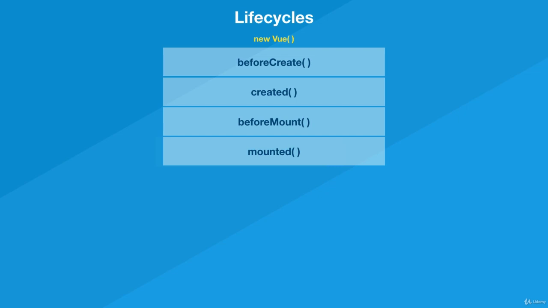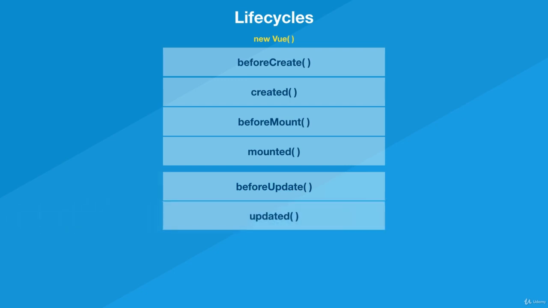Now, what happens if there's an update on your data? Let's say that you have a username, and maybe the user updated the name of the user, changed it from Francis to Steve. Before Vue.js updates any kind of information, it's going to run a before update lifecycle. And after it gets updated on the Vue instance, it runs a different lifecycle, just letting you know that something was updated.